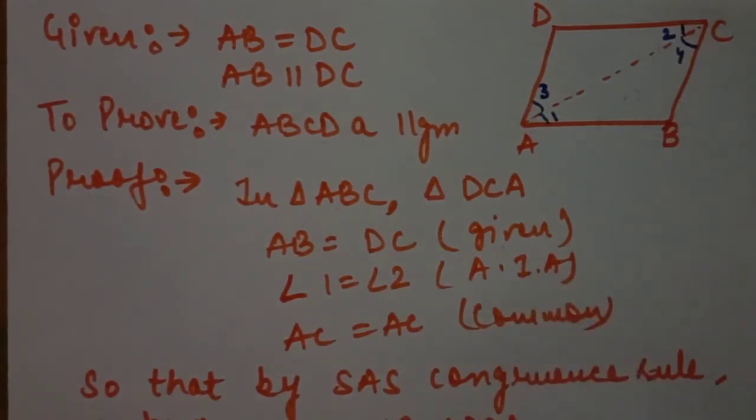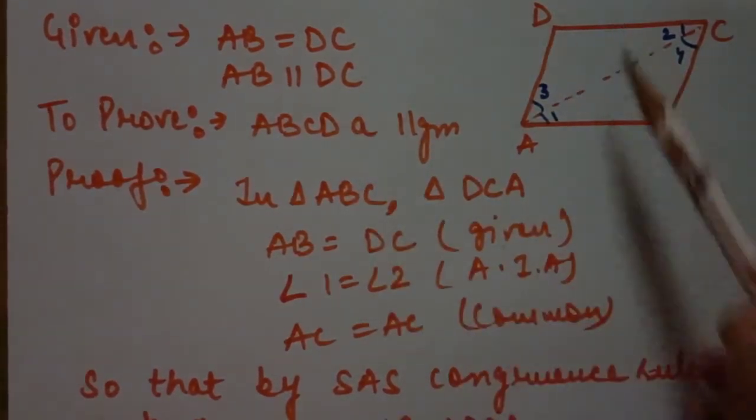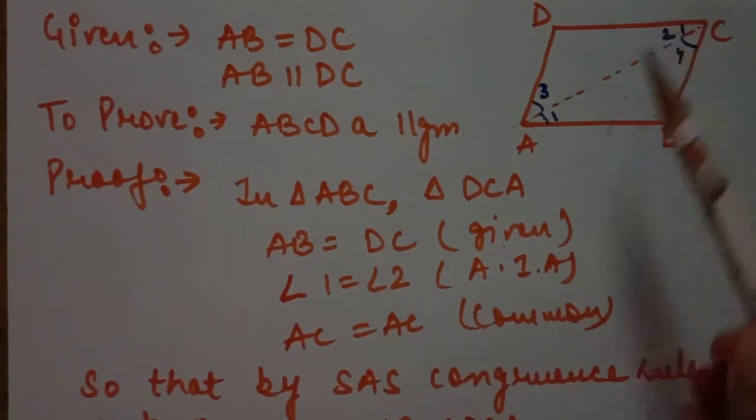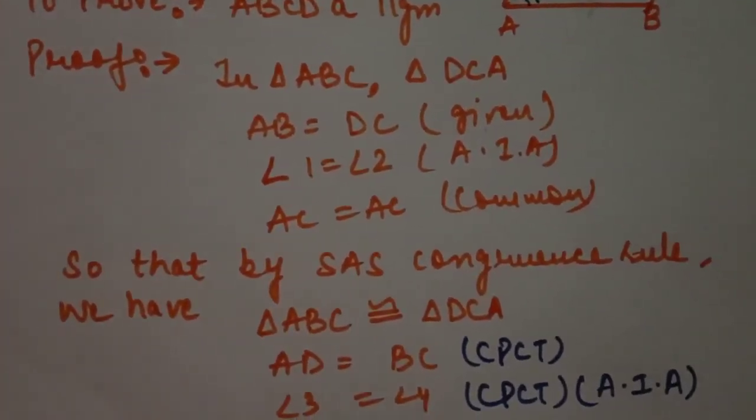Why are they alternate interior angles? Because these two sides are also parallel, it is given. If these two sides are parallel, then AC is their transversal line, and 1 and 2 are a pair of alternate interior angles. So students, the third thing is AC is equal to AC, common. By the SAS congruence rule, both the triangles are congruent.